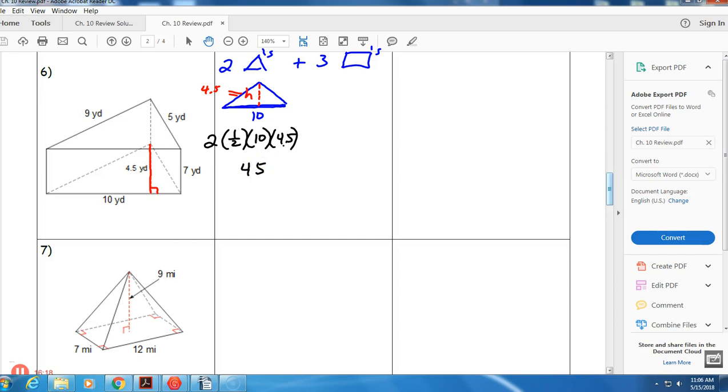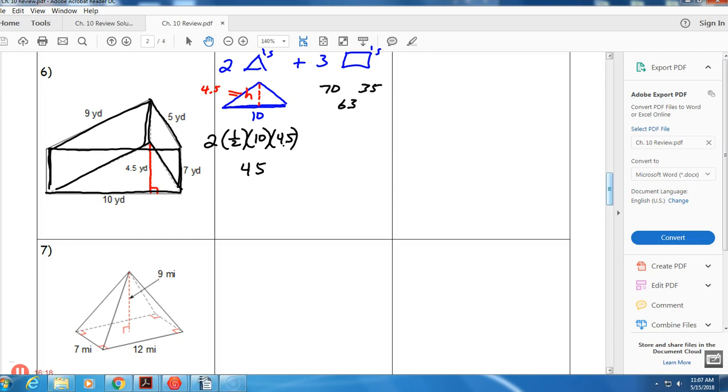And now for my rectangles. So there's 2 ways that you could do the rectangles separately. So if you do them separately, you have a 10 by 7 in the front. You have a 5 by 7 on the side. And then you have a 9 by 7 on the back wall. So that's the 3 walls. Those are the 3 rectangles added together.